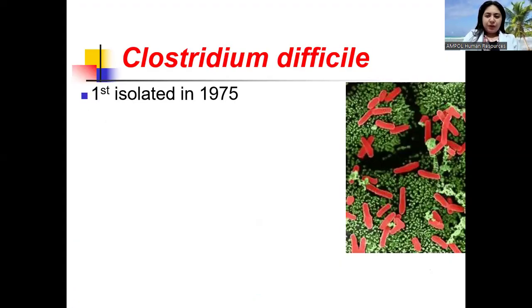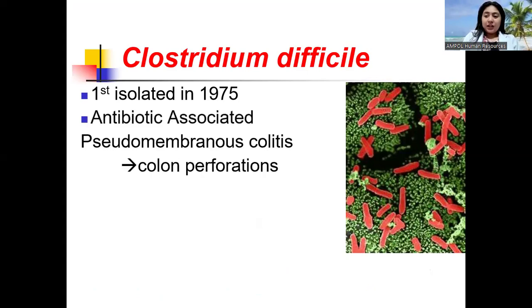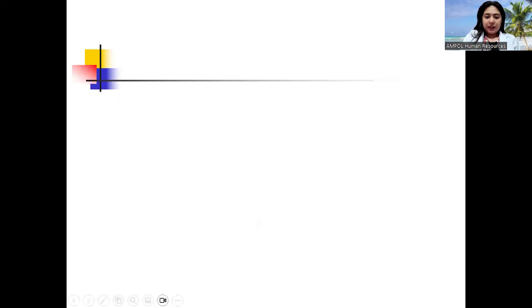Okay, next after perfringens, we have Clostridium difficile. Difficile was first isolated in 1975. It causes antibiotic-associated pseudomembranous colitis. Diphtheria causes pseudomembrane on the throat, while Clostridium difficile causes pseudomembranous colitis in the colon. It can lead to colon perforations, sepsis and death.